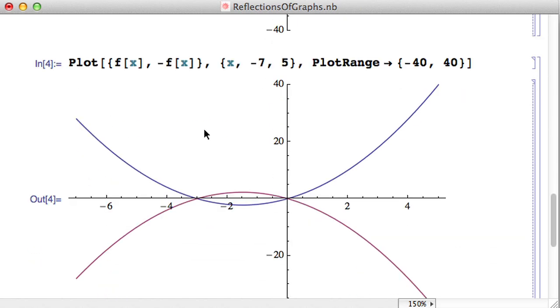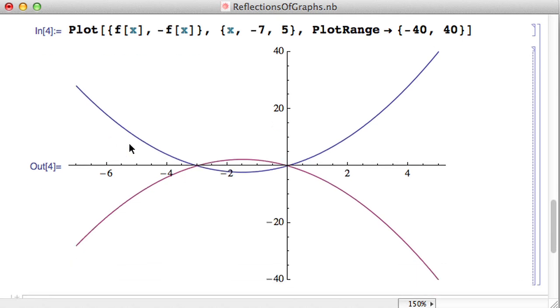And then notice how the functions are colored differently. Mathematica takes care of that automatically. The first function is blue and the second function is red, or violet, or whatever. I don't care what the name is. So the first function is blue and the second function is this reddish color.